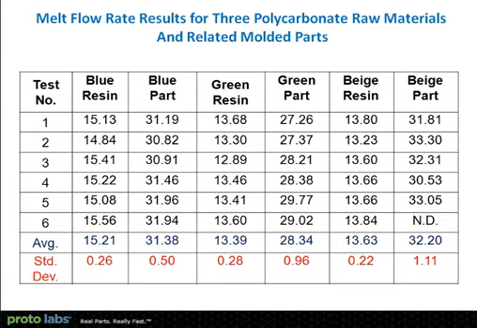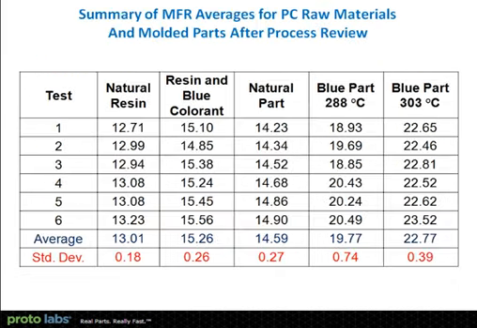And so we get the drying problem solved. We go back and revisit the process, and we can see that we've made significant improvements. But once we get the drying issue taken care of, now the colorant stands alone as a factor, and it starts to show up as a second issue. And you can see that in this data here. The natural resin compared to the natural part, you can see the change in melt flow rate. It's only about 12%, which is a very acceptable change. Using the same process, but now having introduced the blue colorant, we now see a shift of about 30%.